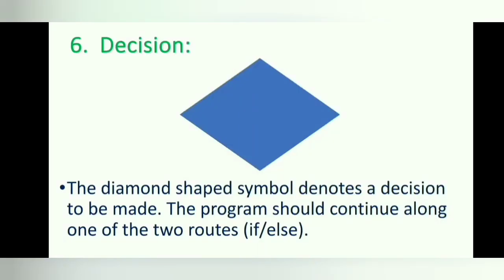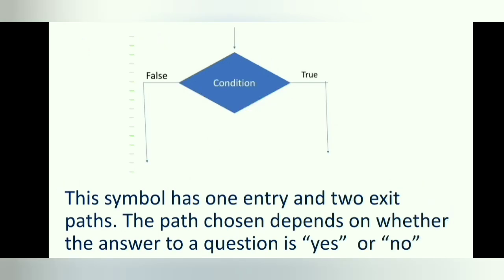Decision symbol. The diamond-shaped symbol denotes a decision to be made. The program should continue along one of the two routes. This symbol has one entry and two exit paths. The path chosen depends on whether the answer to a question is yes or no.